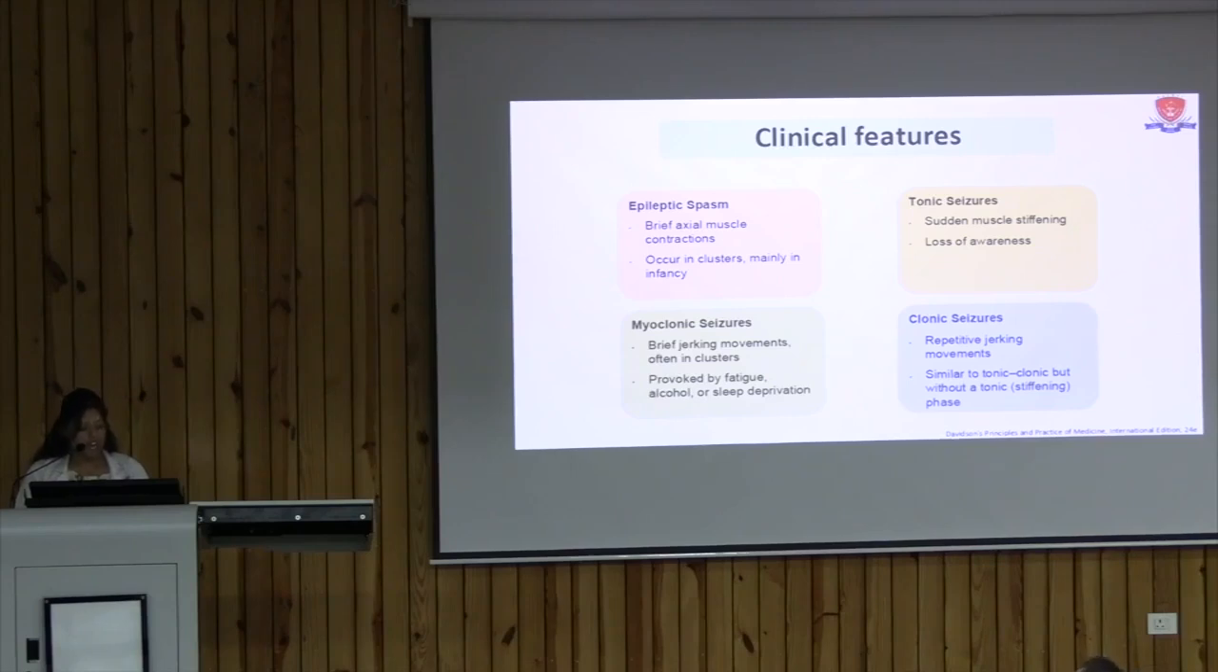Clonic seizures are marked by repetitive jerky movements and are similar to tonic-clonic seizures, but the initial tonic stiffening phase is absent. Myoclonic seizures consist of brief jerky movements that often occur in clusters and can be triggered by fatigue, sleep deprivation, or alcohol withdrawal symptoms.